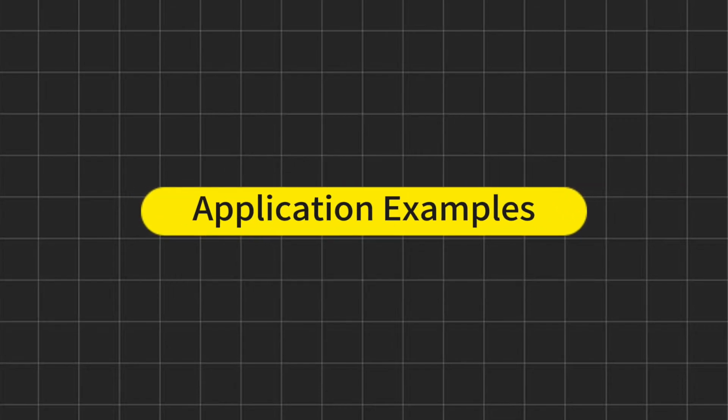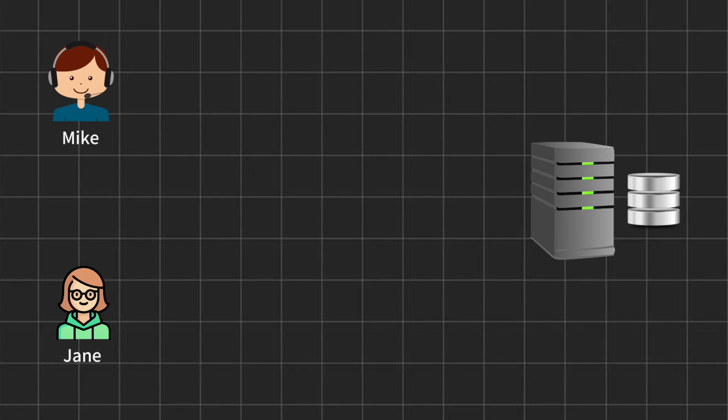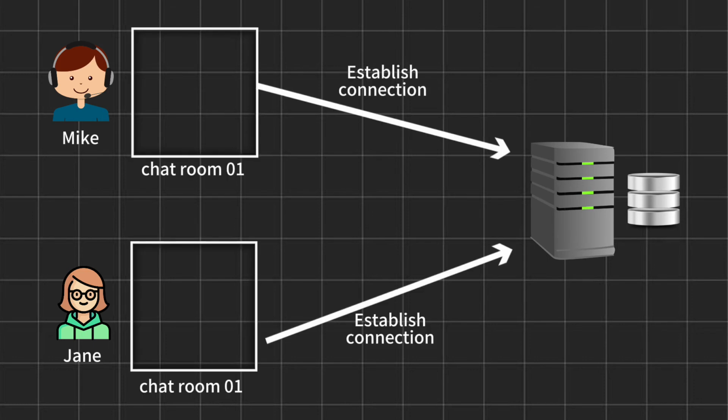Application examples. Now let's explore the application of WebSocket in a real-time chat scenario. Imagine Mike and Jane are preparing for a real-time chat. Using WebSocket, they first need to establish a connection with the server, beginning with the WebSocket handshake phase. Once the handshake is successful, Mike and Jane each establish a persistent WebSocket connection to the server. This allows communication between them and the server to be bidirectional.